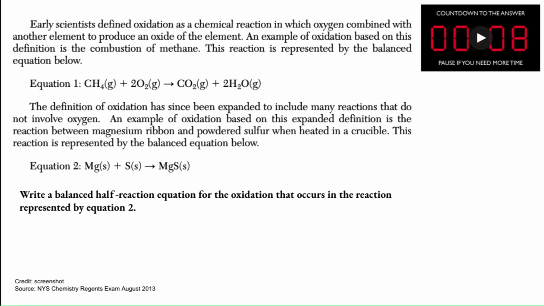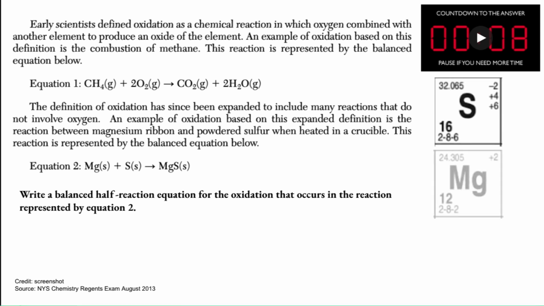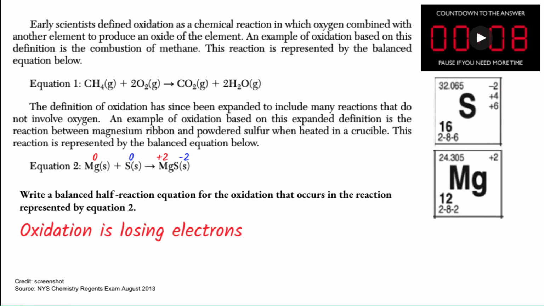Remember, our first step is going to be to write the oxidation states of the elements before and after the reaction. So I'm going to find sulfur and magnesium on my periodic table, but remember the rule about elements by themselves. Both magnesium and sulfur are starting off with oxidation states of 0. And then after the reaction, magnesium only has one possible oxidation state, positive 2, which means sulfur's oxidation state must be negative 2. Since oxidation is losing electrons, my half reaction is only going to show what is happening to magnesium as it is losing 2 electrons to become Mg2+.